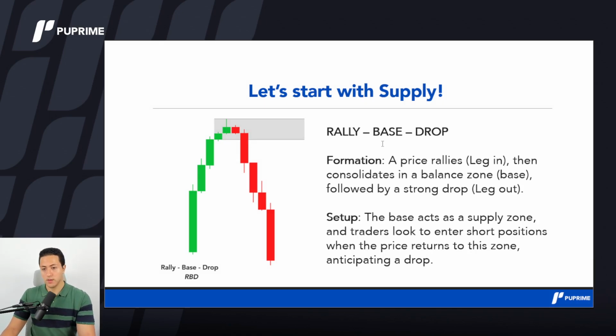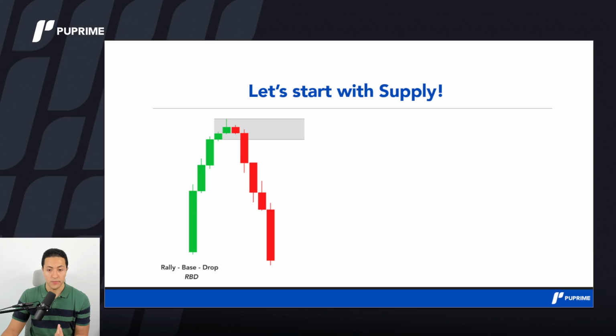This is one of the supply zones that I want you to remember, okay? So what's the rally base drop? What's the formation? Price rallies, which is the leg in. It consolidates in a balance zone, which is the base, followed by a strong drop, which is the leg out, okay? What's the setup? The base acts as a supply zone and traders look to enter short positions when price returns to this zone, anticipating a drop. Why? Because as we said, if this is a fresh supply zone, right? We've had the leg in, base, and the leg out.